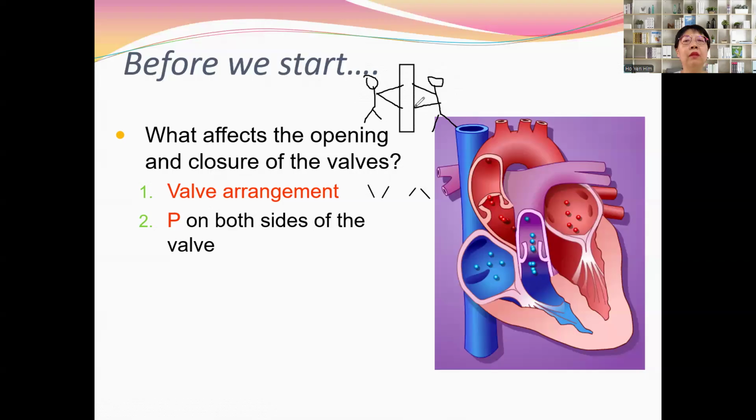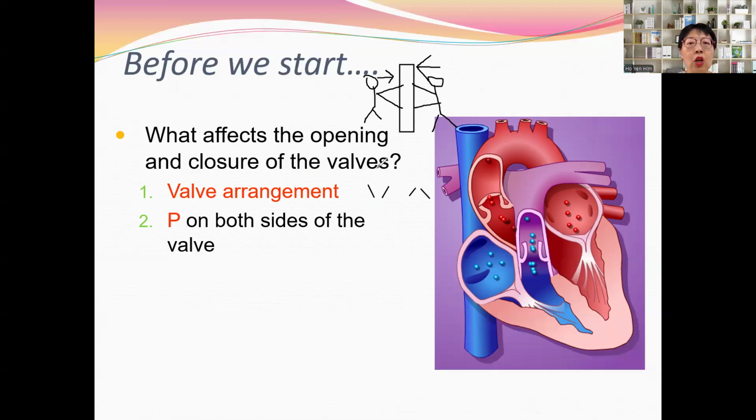So tell me whether the door will remain closed or open. If Tyson pushes stronger than Alfian, what happens to the door? It remains closed. What if Alfian pushes stronger than Tyson? The door will open, right? So whether the door will open or close depends on the pressure on both sides of the door.